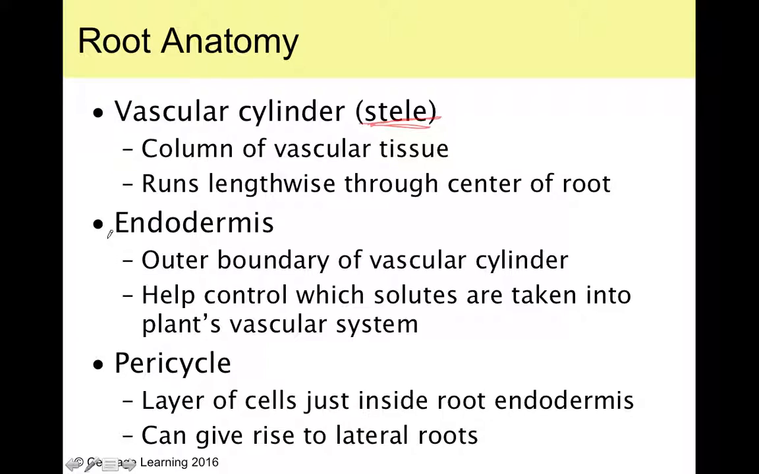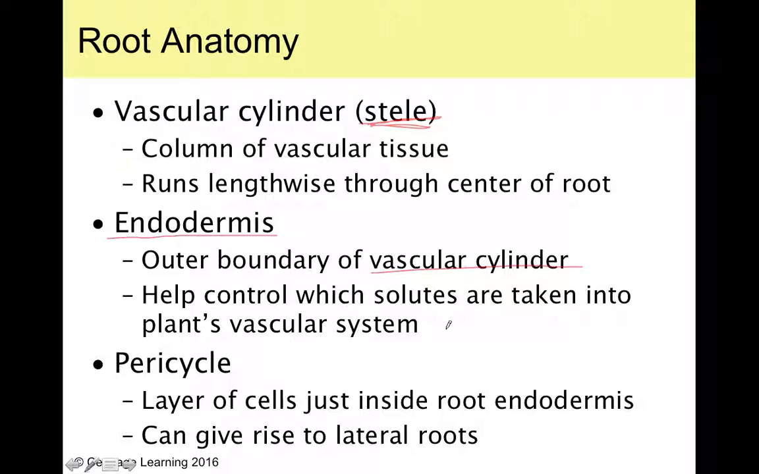The epidermis is on the outside, like we've seen before. And we also have a circular layer inside the root called the endodermis. Endo means within, derm means skin, so this is the layer of cells within the skin. It's the outer boundary of the vascular cylinder. That's important to know, and it helps control which solids are taken into the plant's vascular system. It's like the guards before you get to xylem and phloem.